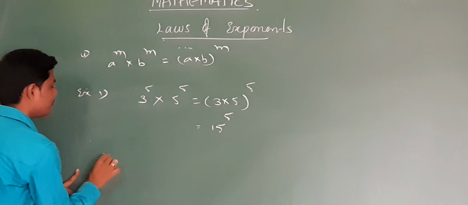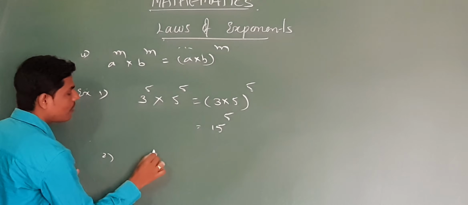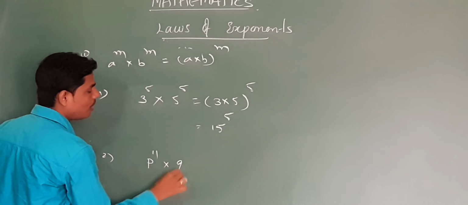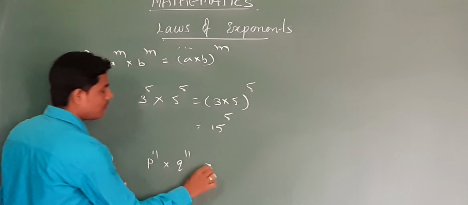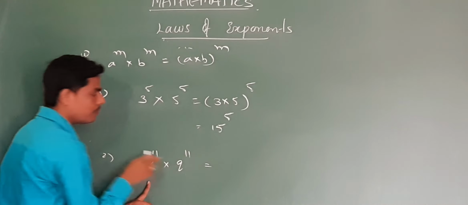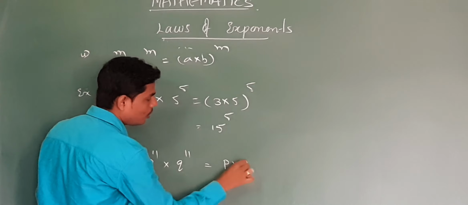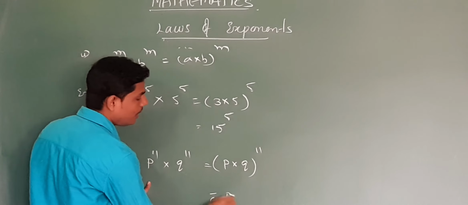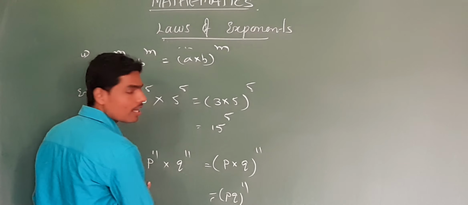Take another example. P to the power of 11 into Q to the power of 11 is equal to, the bases are different and the powers are the same. So apply P into Q whole to the power of 11. So this one you can write as PQ whole to the power of 11.